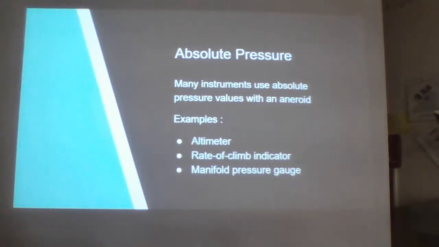Many instruments use absolute pressure values with an aneroid, which, remember what an aneroid is, we just went over that in the diaphragm section. Examples of instruments that use absolute pressure, we have your altimeter, rate of climb indicator, and manifold pressure gauge.